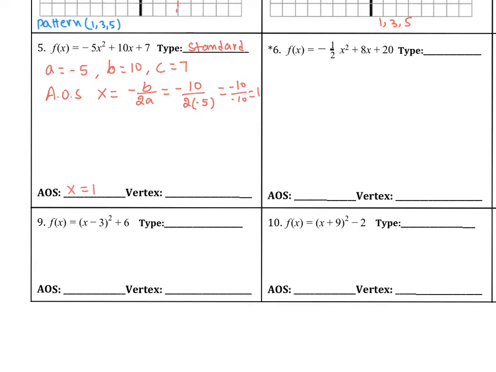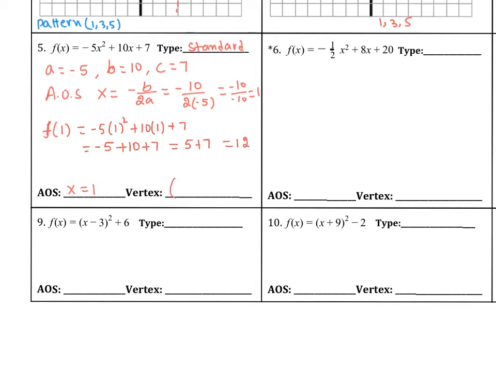So x equals 1. Now use the x value and plug it in to the main equation or the given equation to find the y value. So that's going to be negative 5 plus 10 plus 7. So it's 5 plus 7, that is going to be 12.